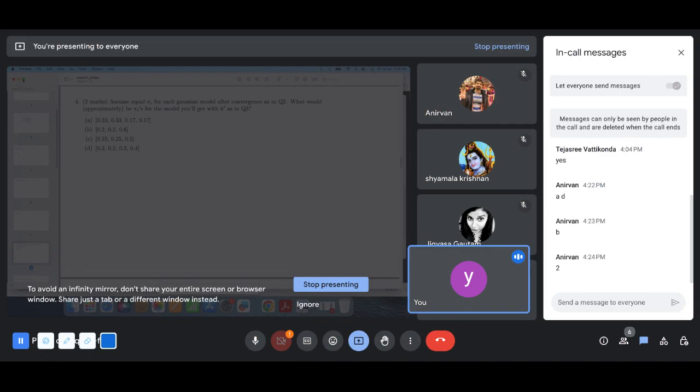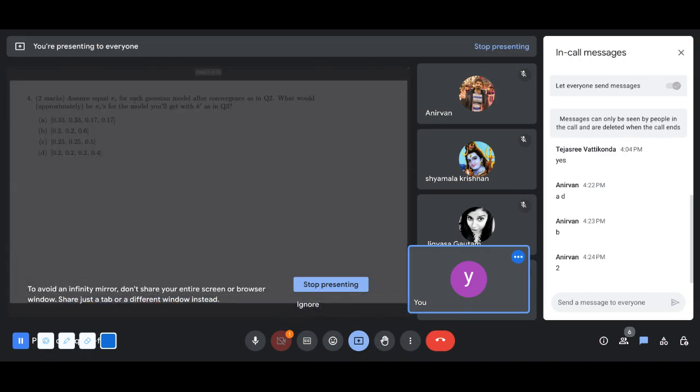Now the question is, assume equal pies for each Gaussian after convergence. Convergence here relates to that algorithm I was talking about: you find q, you find theta, you keep repeating it, and once it settles down. What should be the pies for the models you get with k prime in q3?